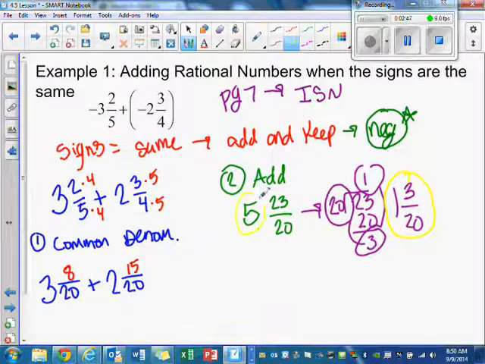Okay, so I have 1 3/20 and I have a 5. So that becomes 5 plus 1 is 6 3/20. Now don't forget, way back at the beginning we decided the signs were the same, so we're going to add and keep the sign, meaning my answer is negative 6 3/20.